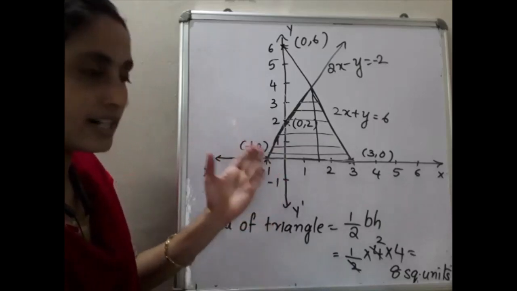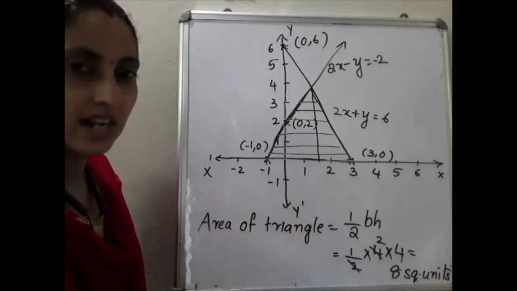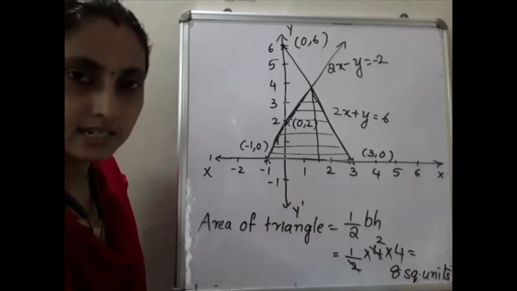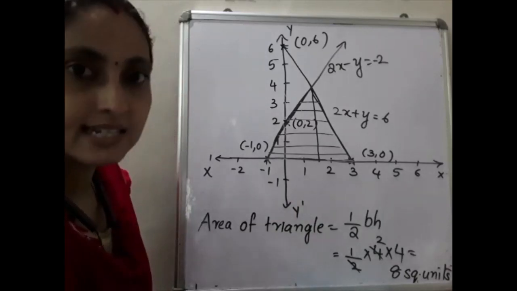Unit. So you have to write square units. Okay, unit square is not written that way, so you have to write square units. We can write square centimeter. Is it? Both are the same. Centimeter square and square centimeter are the same. Likewise, square units is easy.